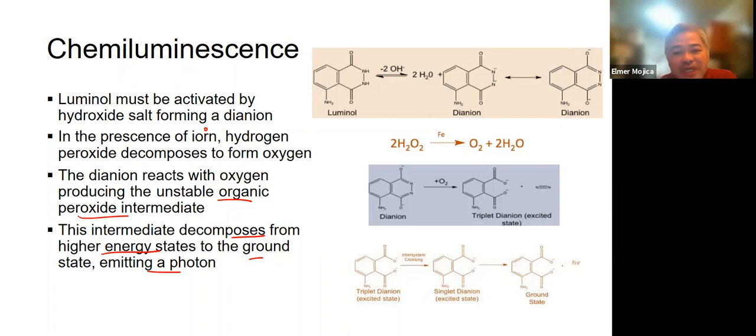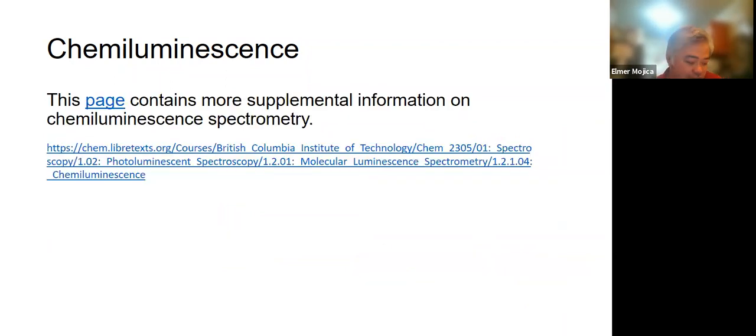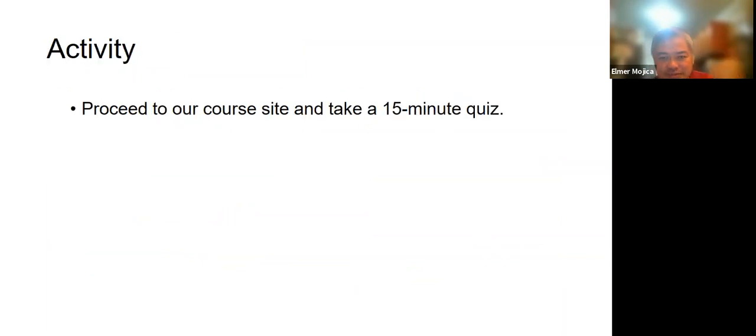But this can only happen if it's in the dark. Because when you add luminol, it can produce the so-called dianion intermediate. And that's the one that emits the photon. So when you have an hν there, that means it's light. If it's in the product, that means it's produced. If it's in the reactant, that means it's used. So that's the difference of this hν, whether you are in the reactant side or the product side. So these are the more pages of this chemiluminescence, and I think we end this thing here.